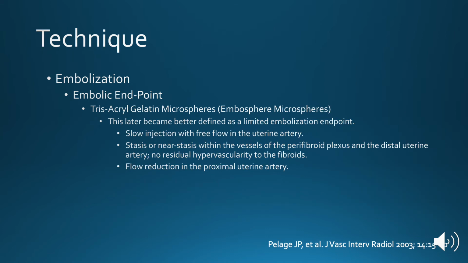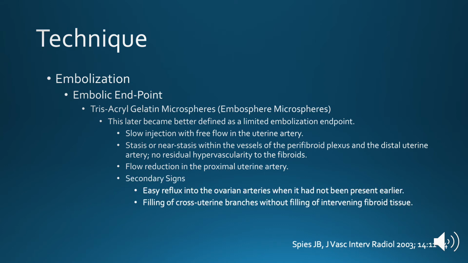In time, this became better defined as a limited embolization endpoint, and it was defined as slow injection with free flow in the uterine artery, stasis or near stasis within the vessels of the perifibroid plexus and the distal uterine artery with no residual hypervascularity to the fibroids, and flow reduction in the proximal uterine artery. The secondary signs of this endpoint included easy reflux into the ovarian arteries when it had not been present earlier, and filling of cross-uterine branches without filling of intervening fibroid tissue.